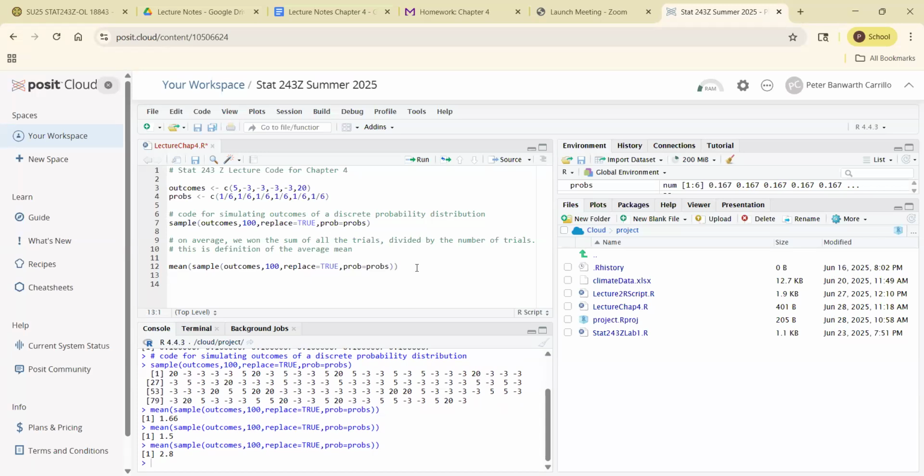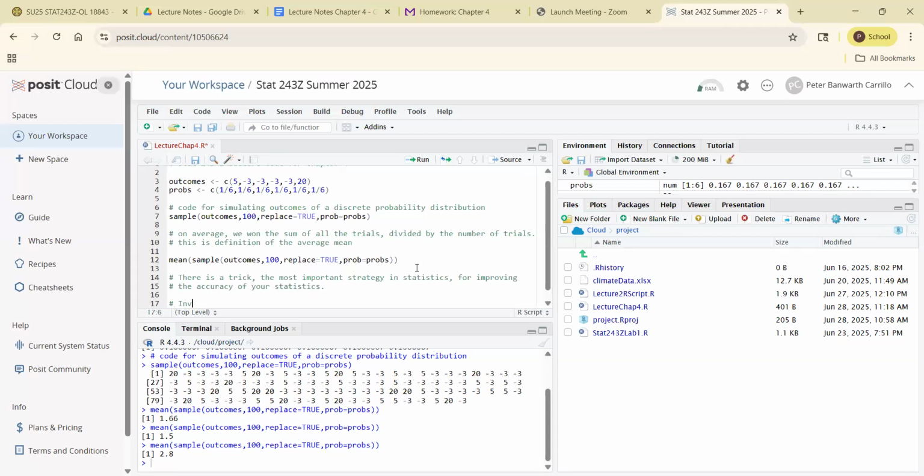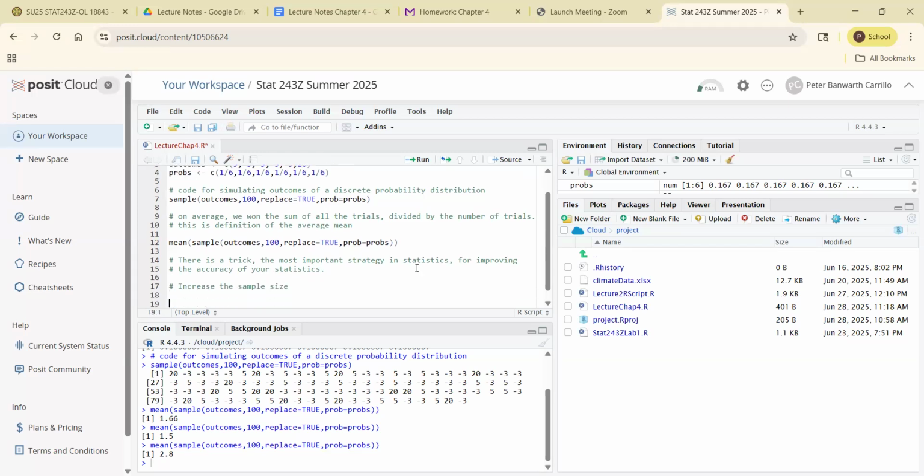When you simulate your data, you're not going to get the same thing every time. So it can be hard to figure out from the simulation what your mean is. But there is a trick, and in fact, the most important strategy in statistics for improving the accuracy of your statistics. It's very simple. It is increase the sample size. If you remember anything from this course, it is to improve the accuracy of your statistics, increase your sample size.